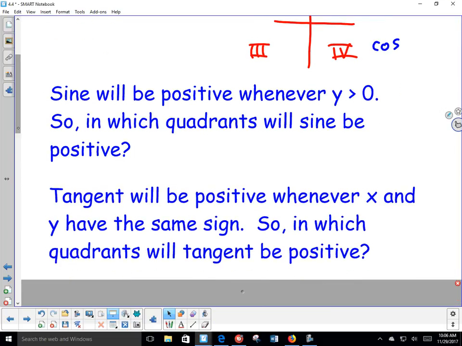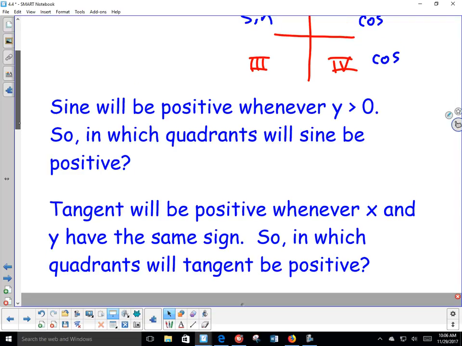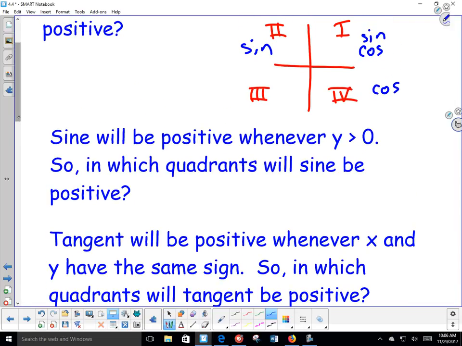And the tangent is going to be positive whenever x and y have the same sign. Either x and y are both positive or x and y are both negative. So in which quadrant or quadrants will the tangent be positive, Garrett? It'll be 1 and 3. Yeah, so 1 and 3. Tangent is positive in 1 because both x and y are positive, and tangent is positive in 3 because both x and y are negative. So if I take a negative divided by a negative, I will get positive.